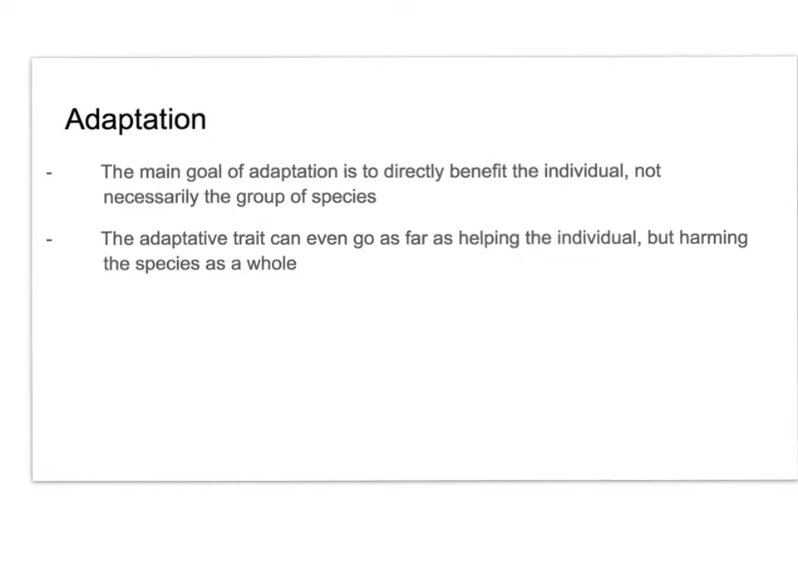Adaptation. The main goal of adaptation is to directly benefit the individual, not necessarily the group or species. The adaptive trait can even go as far as helping the individual but harming the species as a whole.